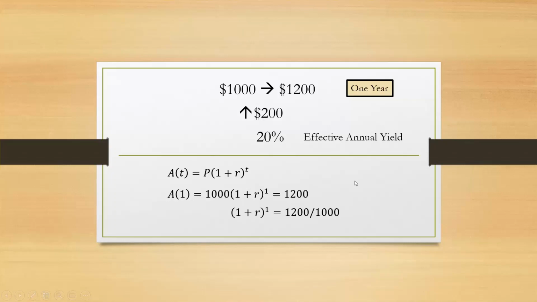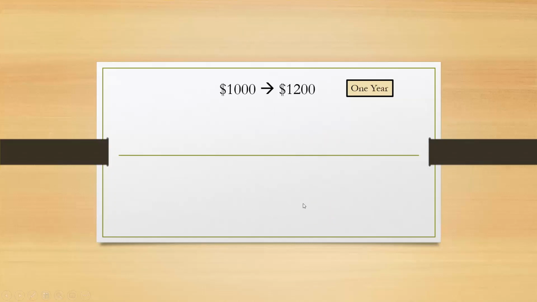So solving this equation for r, 1 plus r raised to the 1 is equal to 1,200 over 1,000. That simplifies to 1 plus r is equal to 1.2. And subtracting 1 from both sides, you get r is 0.2, that's 20%, and so that is your effective annual yield. Again, that one you can see from simple logic, but also applying the formula, you can see how it works out. So let's modify this problem.